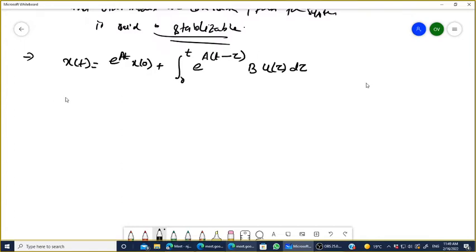And one of the most important and very popular tests for testing the controllability of the system, anyone can tell me the name of that controllability criteria test? Kalman, Kalman's test. But we will come to that topic also, right?